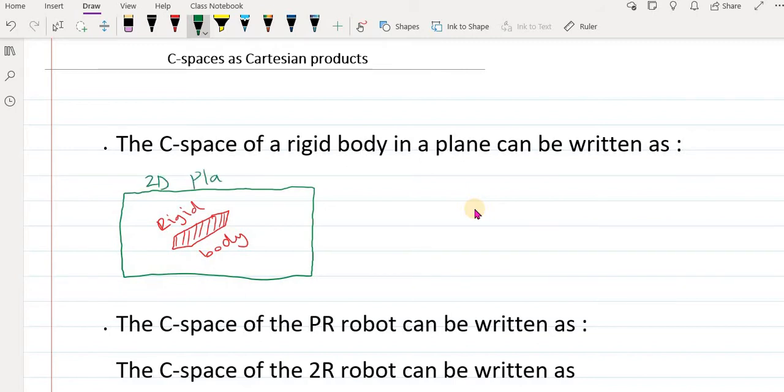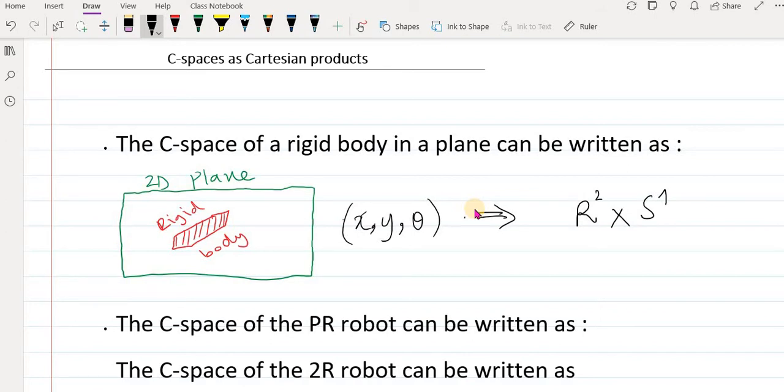And here we have the 2D plane. To describe its configuration, for position we need x and y axes, and for the orientation of this body, we need angle theta. So its configuration can be described by these three coordinates. We can also represent the C space as a Cartesian product, which we can write as R power 2 cross S power 1.